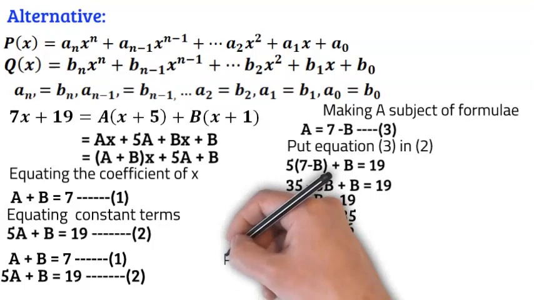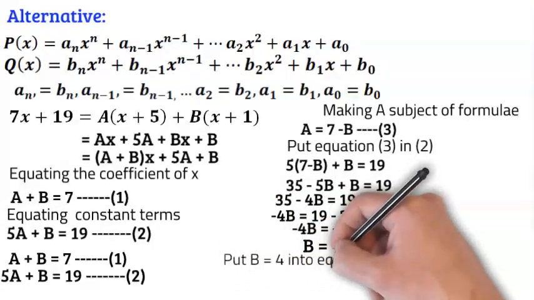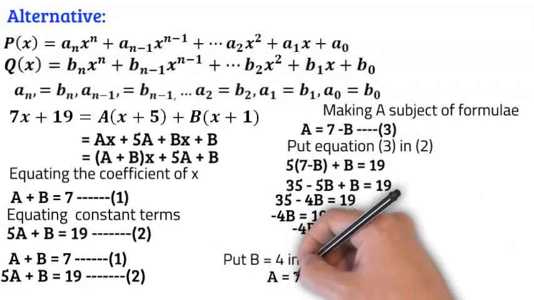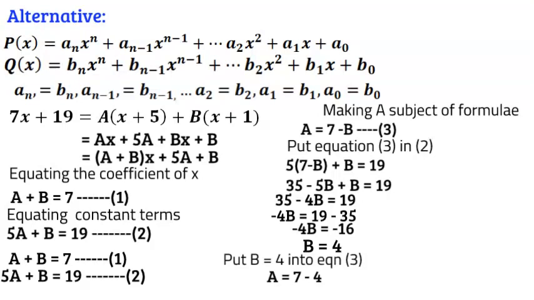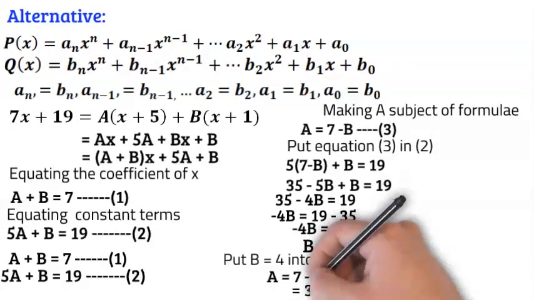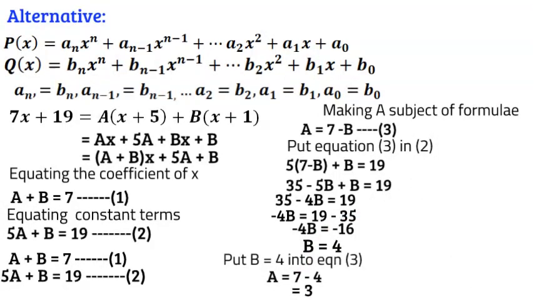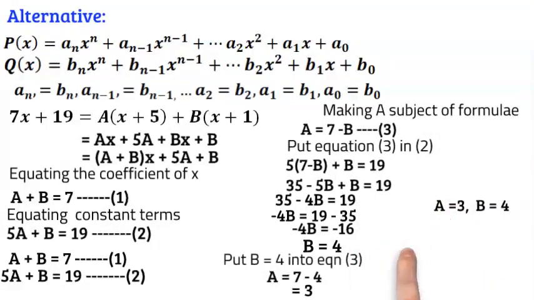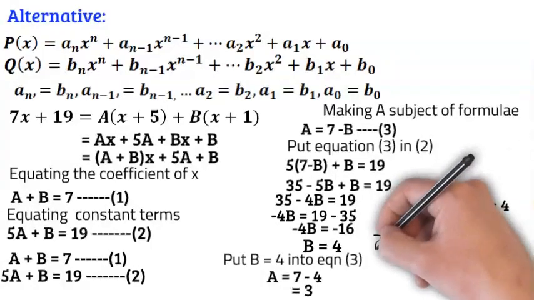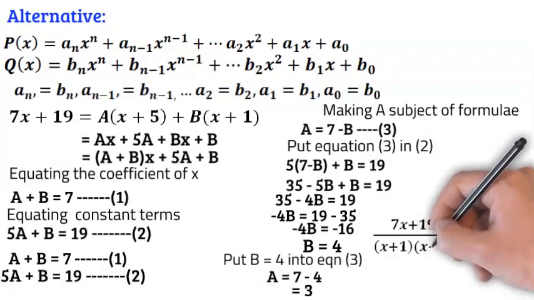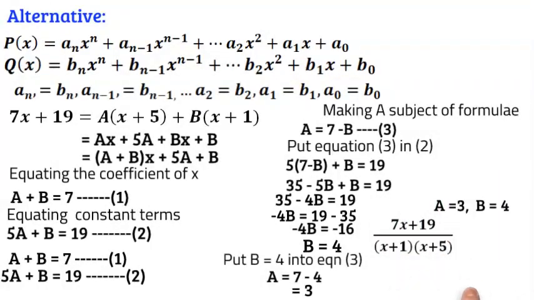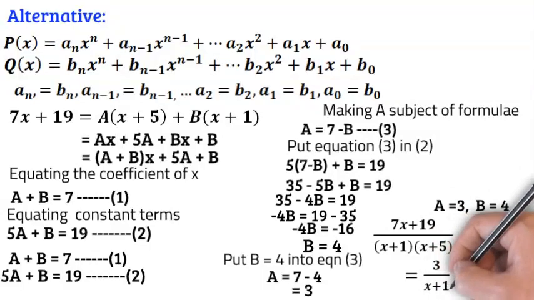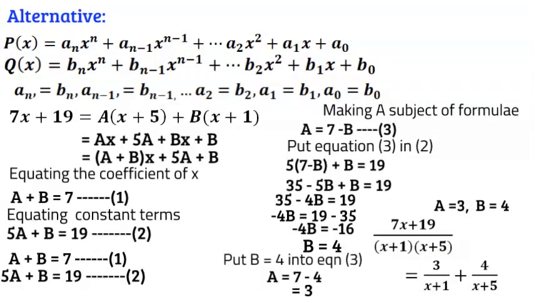Now let's put B equals 4 into equation 3 to obtain A equals 7 minus 4. That will give us 3. Therefore, our A is equal to 3 and our B is equal to 4. Hence, (7x + 19) over (x + 1)(x + 5) is equal to 3 over (x + 1) plus 4 over (x + 5).